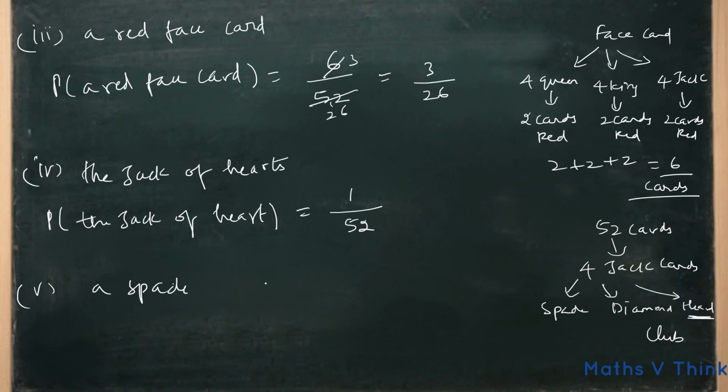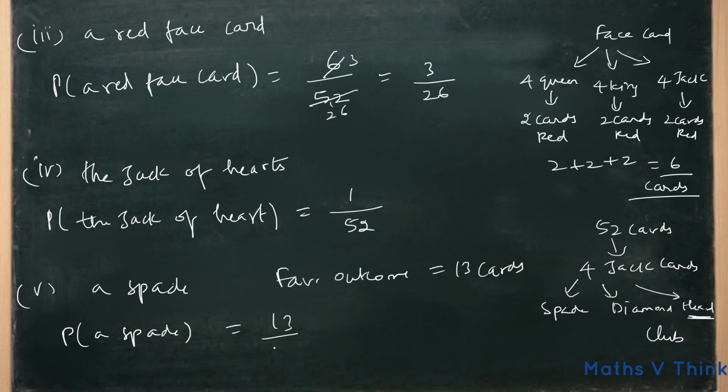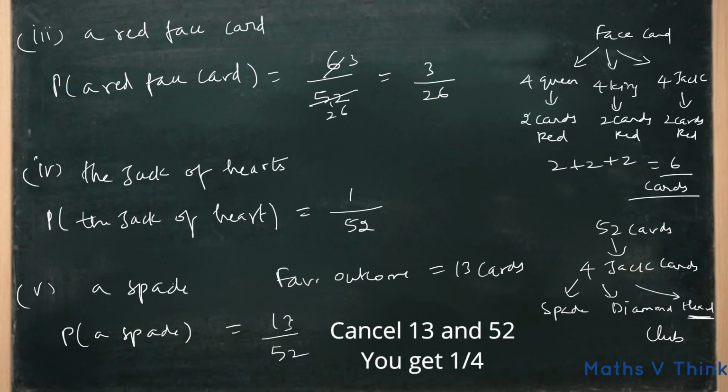The fifth one is a spade. In the total 52 cards, we know spades are 13 cards. So the favorable outcome is 13 cards. So the probability of a spade is equal to 13, that is the favorable outcome, divided by the total number of outcomes, 52. So 13 by 52 is the answer.